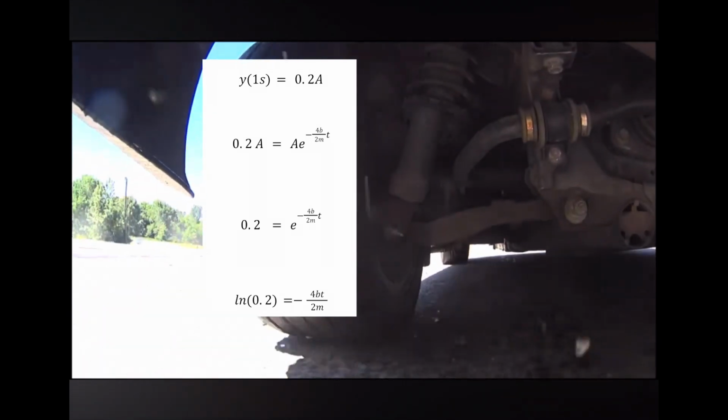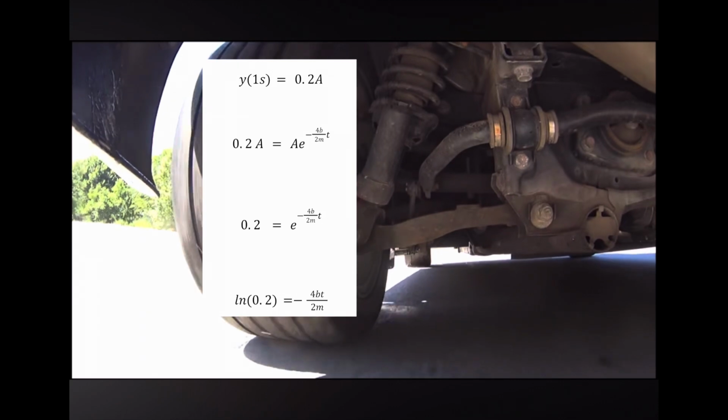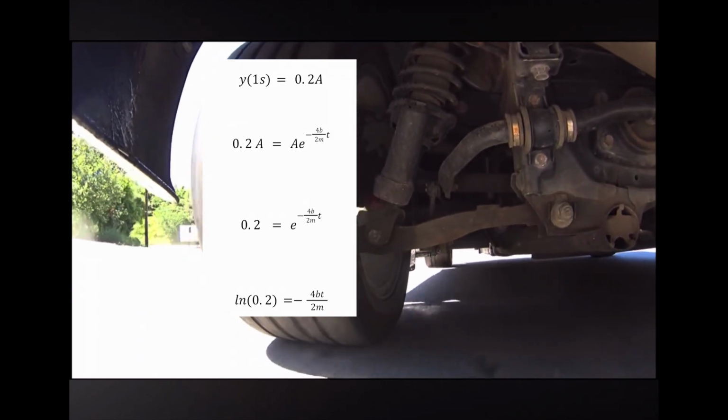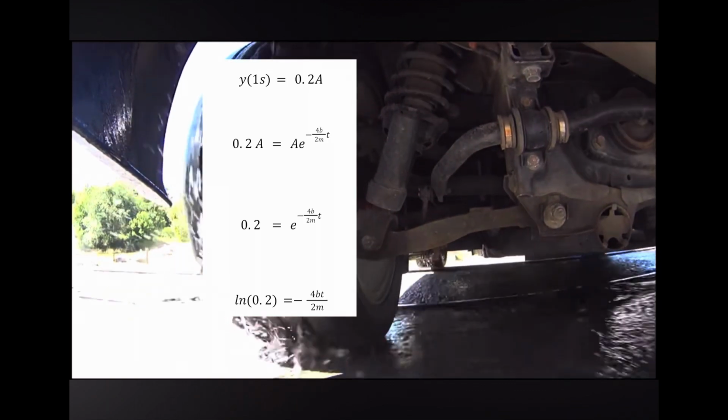Worth mentioning that B is multiplied by 4, because as we mentioned, cars have 4 dampers. So we're going to calculate for the whole system and then divide by 4. So we need to isolate 4B.